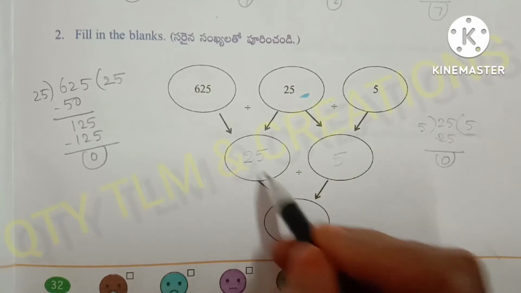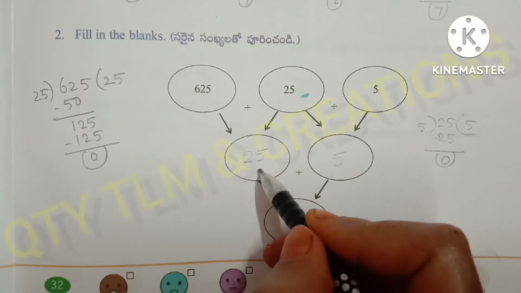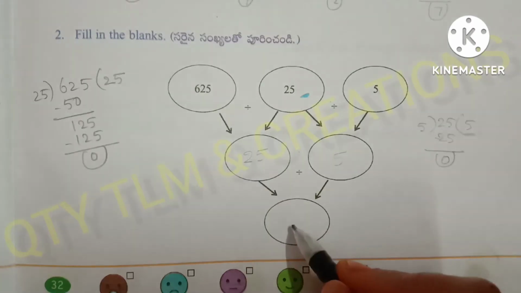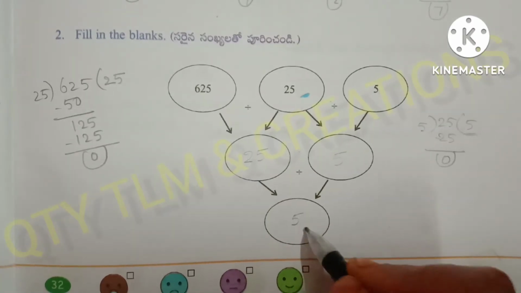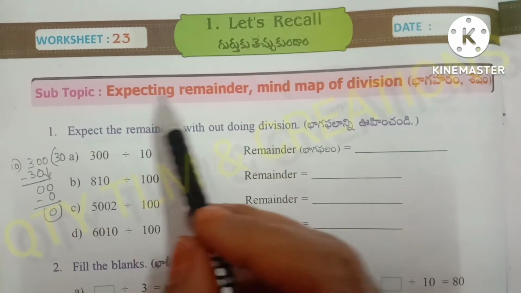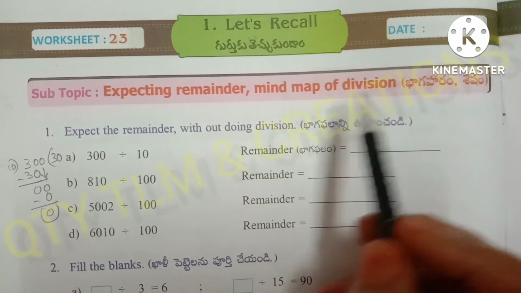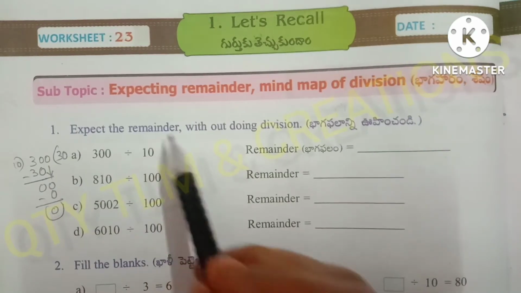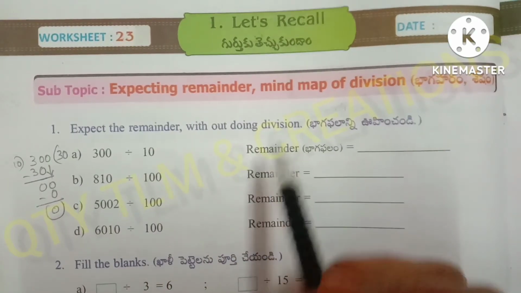And here 25 divided by 5. 5 divides 25 for 5 times. So we have to write the quotient here. Next worksheet number 23. Subtopic expecting remainder. Mind map of division. First question, expect the remainder without doing division.